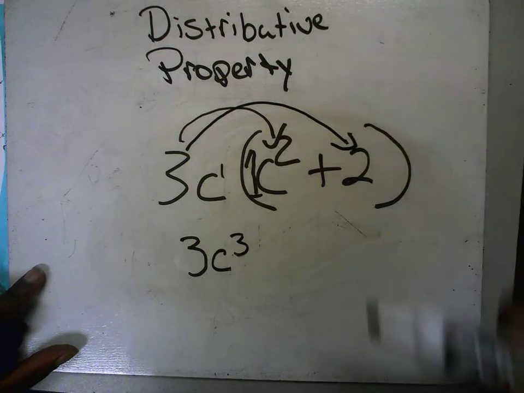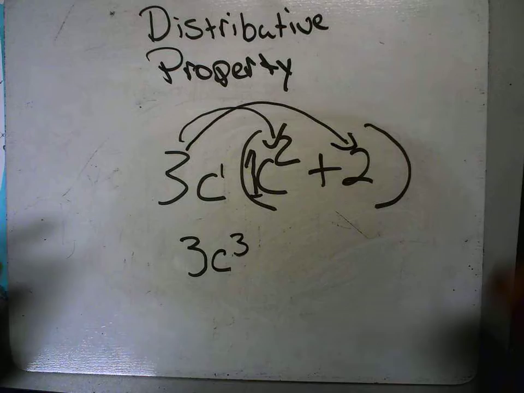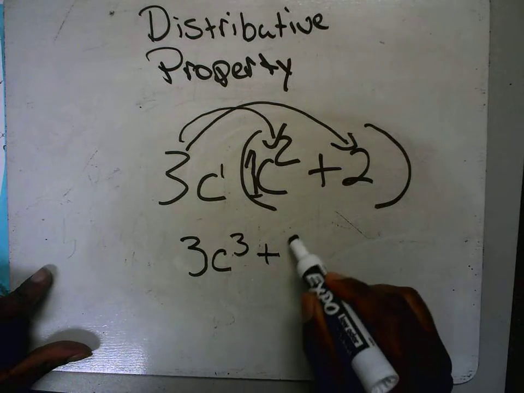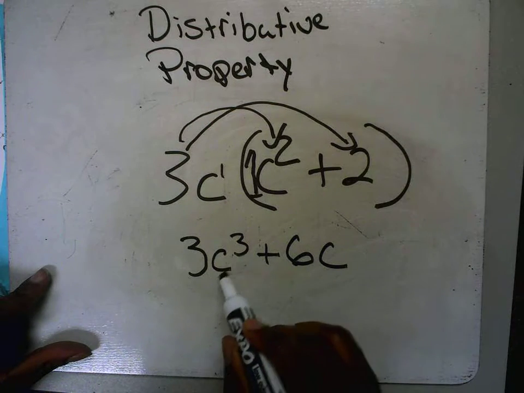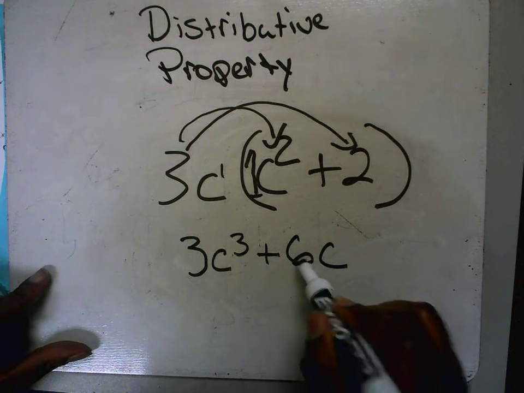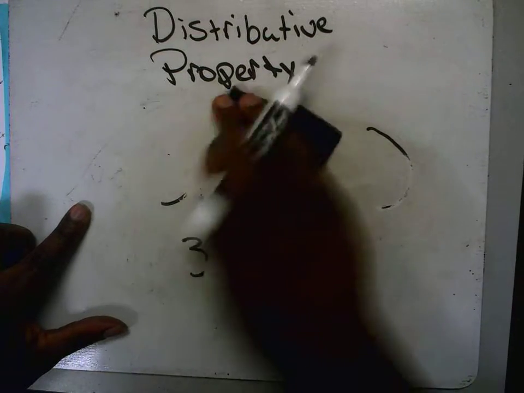This is where you make your biggest mistake when you're distributing, not going to the second term. Now we're going to have plus 3 times 2 is 6, and we just leave that c out there by itself. We're going to have 3c cubed, or 3c to the third power, plus 6c. Alright, we'll do 1 or 2 more, and then we'll be done with that.